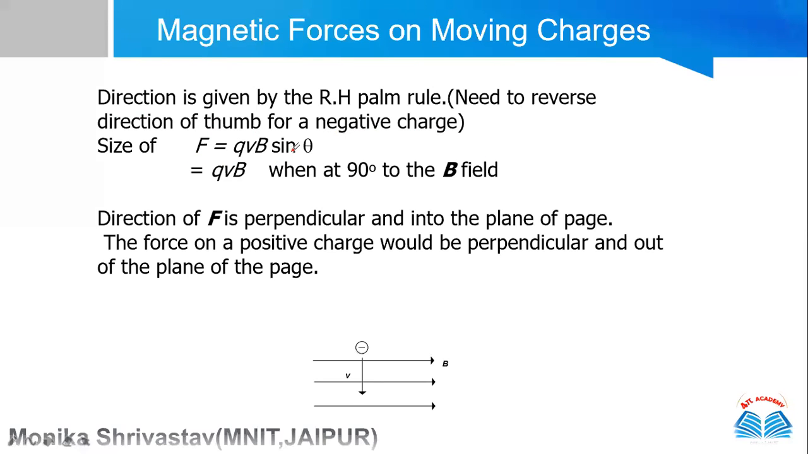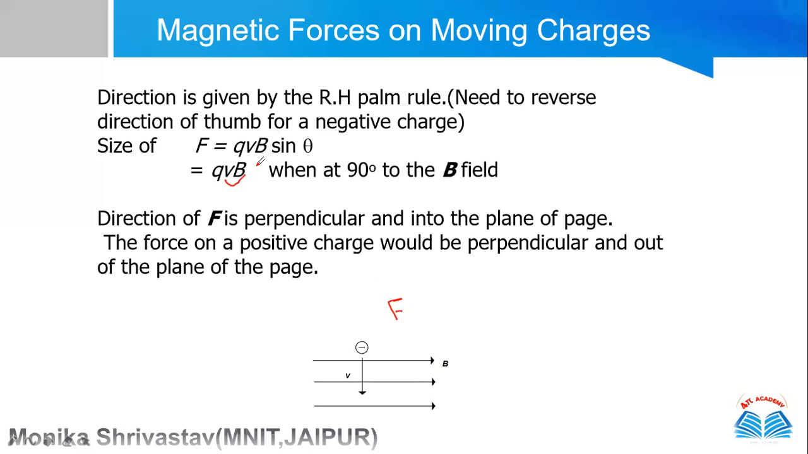If theta is equal to 90, then sin theta equals 1. That means force equals QVB. So there is a negative charge. The magnetic field is like this, and the velocity is perpendicular to this magnetic field. So on this charge, what will be the force? The force will be F equal to QVB.